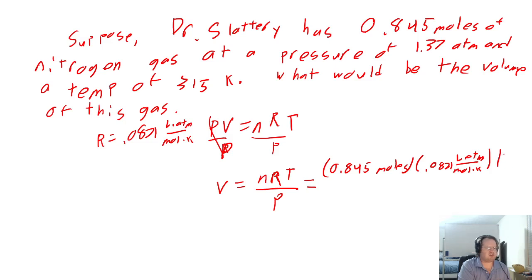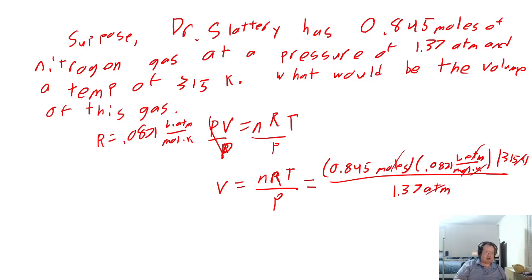Our temperature was 315 Kelvin. And then we're dividing that by a pressure of 1.37 atmospheres. When we check our units, we can see that atmospheres would cancel, moles would cancel, and Kelvin would cancel, which would leave us with liters. So then we just have to plug these in.